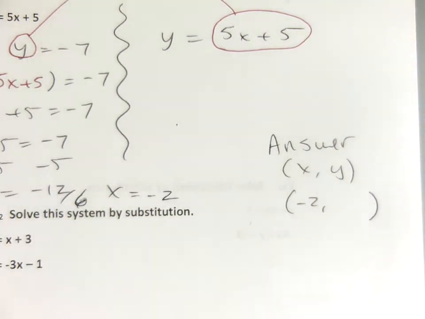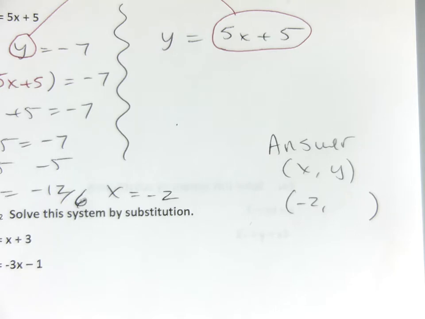Well, to get the y value, I'll substitute again. You see, I've got negative 2. If I put negative 2 right here, will you be able to figure out what y is? See how it works? And then you've got both answers. You got it. It's not that hard, is it?